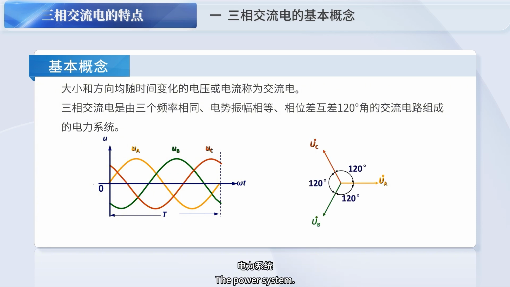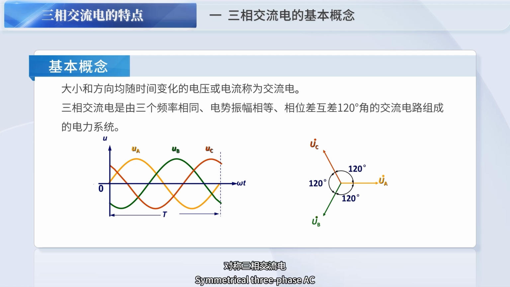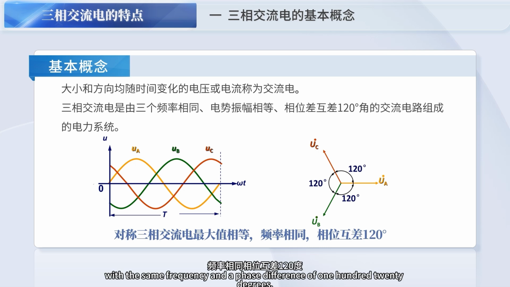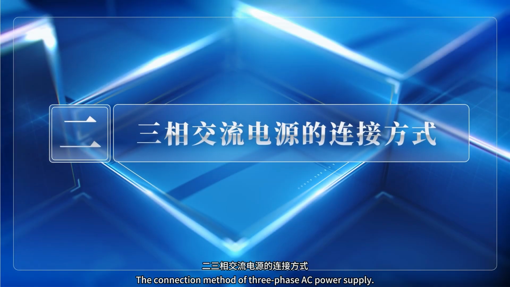In the power system, currently, three-phase alternating current is produced and distributed in China. Symmetrical three-phase AC has equal maximum values, the same frequency and a phase difference of 120 degrees. The connection method of three-phase AC power supply.